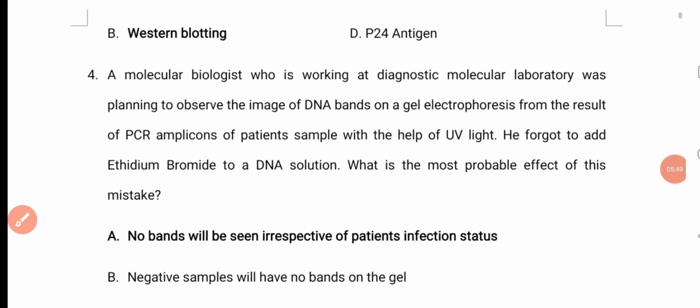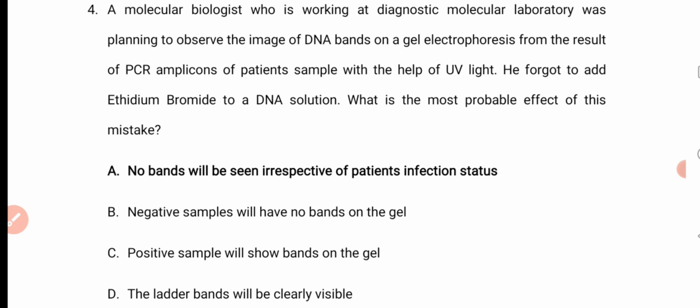Okay, the next is: a molecular biologist who is working in a diagnostic molecular lab was planning to observe an image of DNA on gel electrophoresis from the result, but he forgot to add ethidium bromide to the DNA. What is the most probable effect of this? We need to know the purpose of using ethidium bromide. As you know, it is a fluorescent dye used to visualize the bands. Otherwise you cannot see the bands.